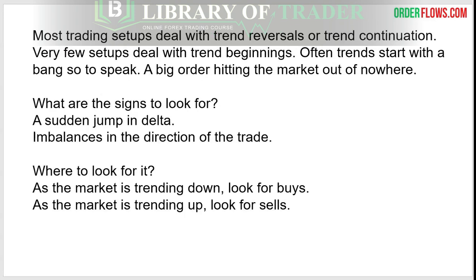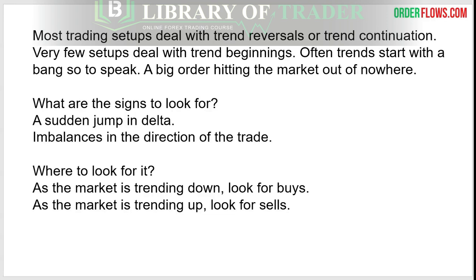Most trading setups deal with trend reversals or trend continuation. Very few setups deal with trend beginnings, right? Often trends start with a bang, so to speak. So a big order hitting the market out of nowhere is something that can start a trend. And you're going to look for it in the order flow. How do you see it? You see a sudden jump in delta, imbalance in one direction. Where to look for it?